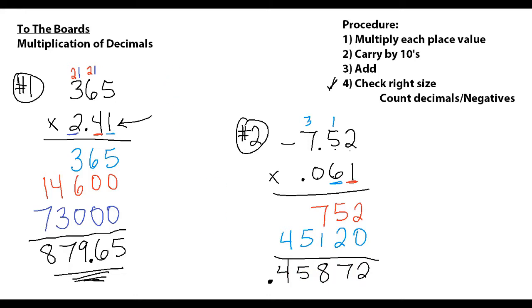Now let's check to see if it's positive or negative. It was a negative times a positive, which means the answer is going to be negative. And so this right here is my final answer, 0.45872. Well, nice work. Thanks for going to the boards. Keep working hard in this lesson.